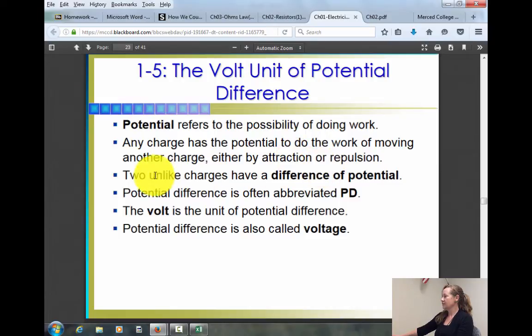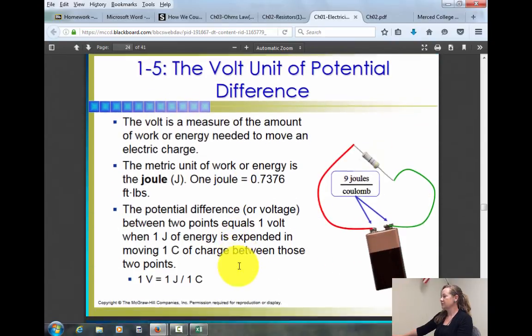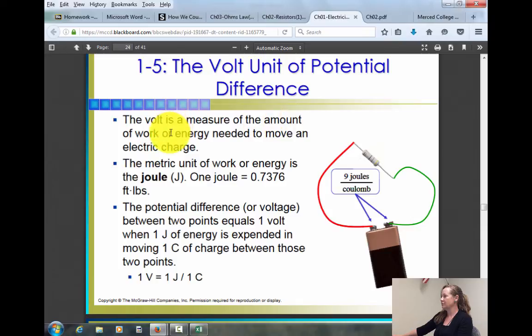Two unlike charges have a difference of potential. And a lot of times we write it PD, potential difference. And the volt is the unit of potential difference, and that's what voltage is. It's this ability for these electrons to move that is your voltage. So the volt is a measure of the amount of work or energy needed to move an electron from positive to negative. So it's the ability to move these electrons to create a current.